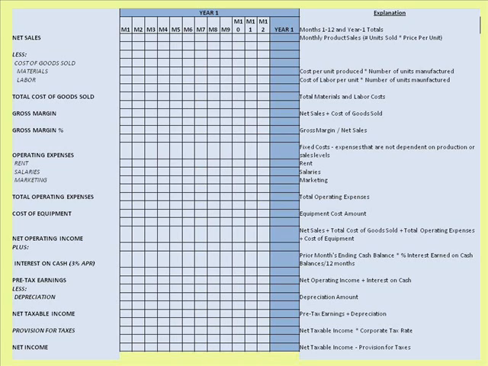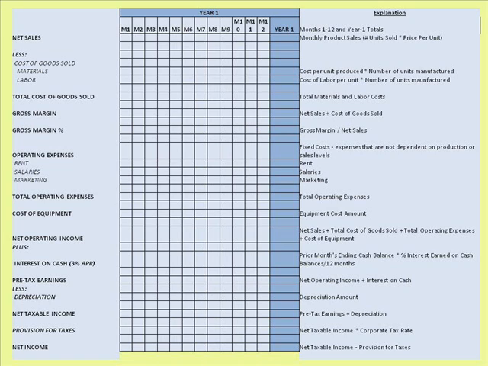The net sales are made up of months 1 through 12, and then usually a year in total. The monthly product sales are the number of units sold times the price per unit. So you take how many units are sold, and then the price of each unit to determine the net sales for each month. Then you subtract the cost of goods sold, which is comprised of materials and labor. The materials is calculated by the cost per unit produced times the number of units manufactured.